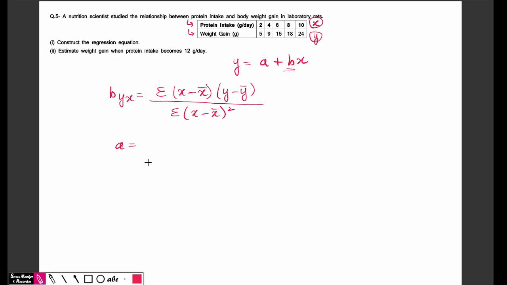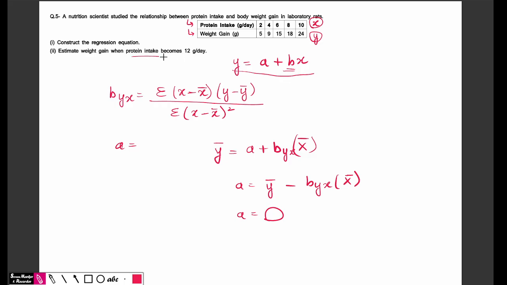Now for finding the value of a, how do you solve it? y mean will be equal to a plus b yx multiplied by x mean. So a will be equal to y mean minus b yx in bracket x mean. Whatever value of a comes out, we will find. Then you can simply put in the value, and when the protein intake becomes 12 gram per day, you have to find the value of y at this value of x. So this can be easily solved. Moving on to the next question.